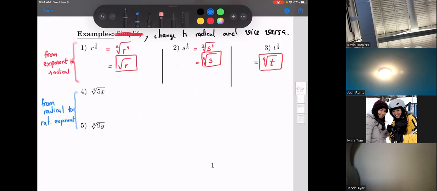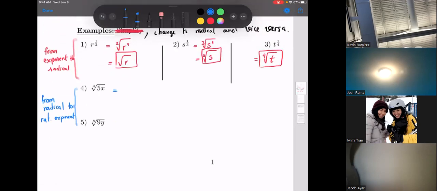Okay, I'll do the first one. The fourth root of 5 times x. So 5 times x, what are the exponents of 5 and of x? 1, right? So I can rewrite it as, again, I want to change to exponent, so no more radical, no more that little root thing.